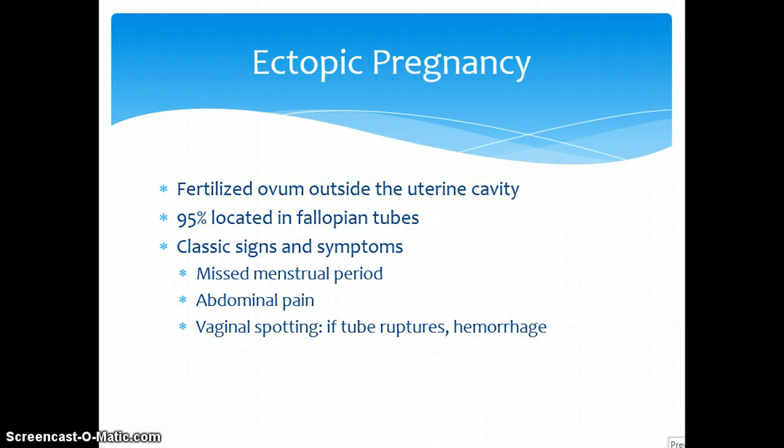An ectopic pregnancy is a fertilized ovum outside of the uterine cavity, and you can see this in figure 14.9 and 14.10 in your book. 95% of all ectopic pregnancies occur within the fallopian tubes. The classic signs and symptoms of ectopic pregnancy include a missed menstrual period. The patient will complain of abdominal pain, and the patient may have some vaginal spotting or full-out hemorrhage if the fallopian tube ruptures.